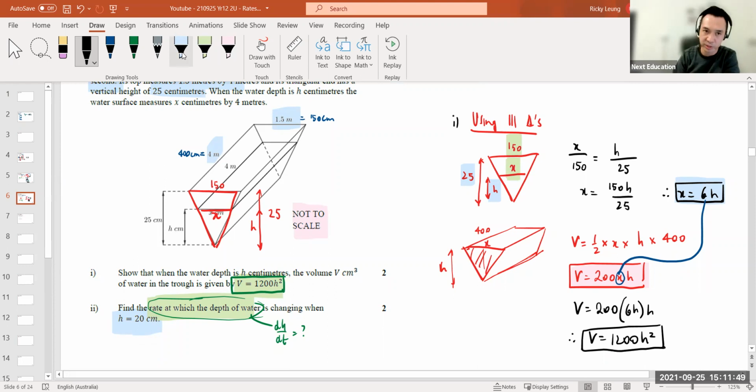So just like the cone question, exactly the same as the cone question. We had 2 variables, x and h, in the volume statement. Need to get rid of one of them. Similar triangles comes to the rescue and gives us x equals 6h. Sub that in. Got it.